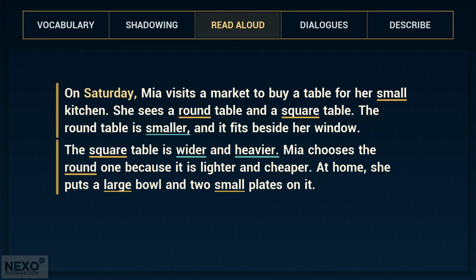On Saturday, Mia visits a market to buy a table for her small kitchen. She sees a round table and a square table. The round table is smaller, and it fits beside her window. The square table is wider and heavier. Mia chooses the round one because it is lighter and cheaper. At home, she puts a large bowl and 2 small plates on it.